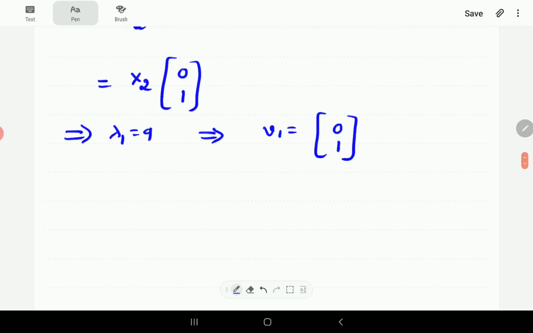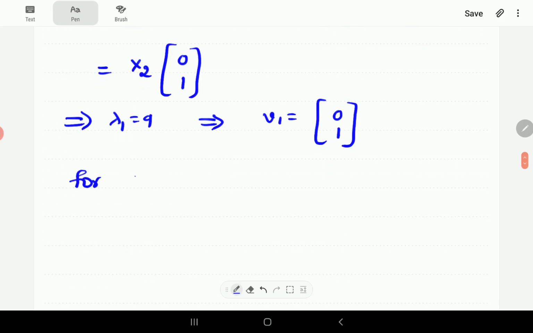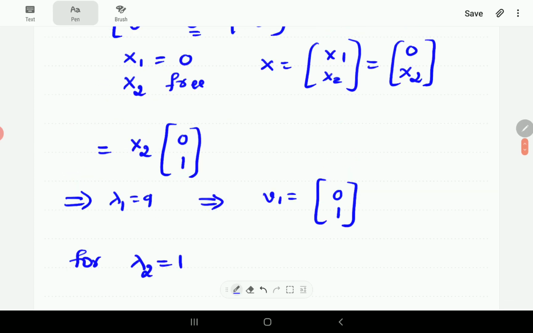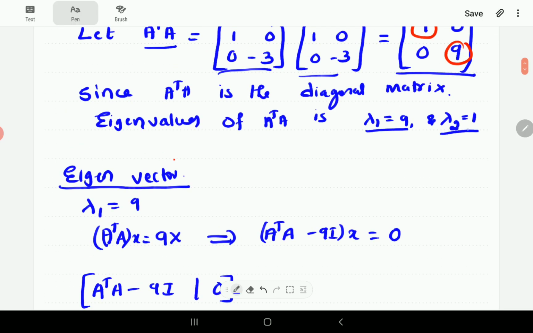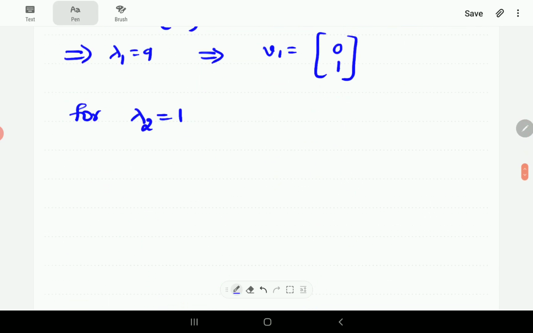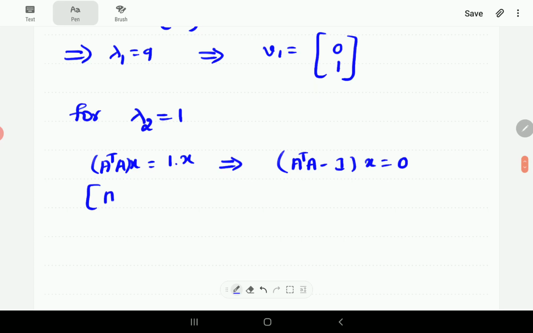Okay. Now similarly, for lambda 2 which is equal to 1, we have to find out the eigenvector. Again start with A transpose into A times X is equal to lambda 2, which is 1, so 1 into X. This implies it is simply A transpose into A minus 1 into I times X equal to 0. In other words, it is A transpose into A minus I, augmenting this with 0.